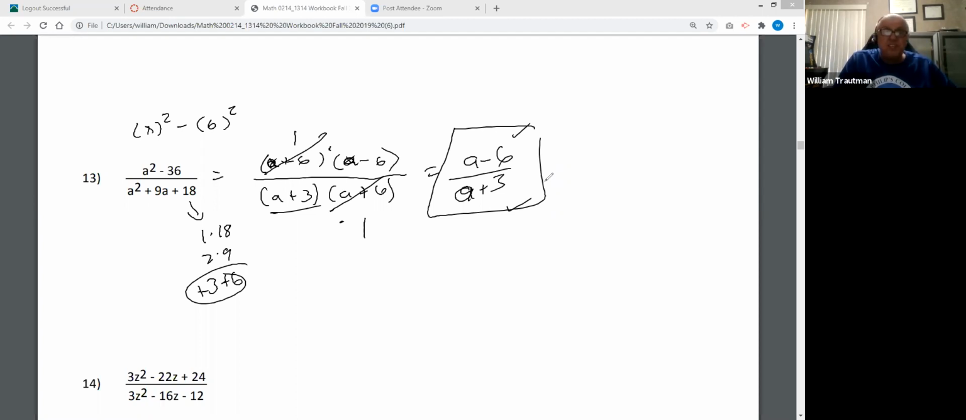Everybody okay with that factoring? Did you recognize that the top was 2 terms, so you had to use the 2-term method? Good. It's really important. I can't stress this enough.